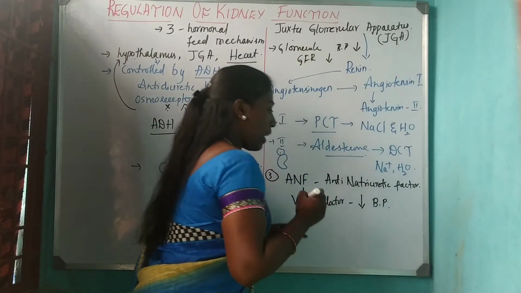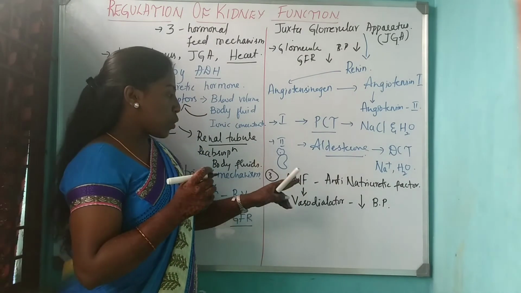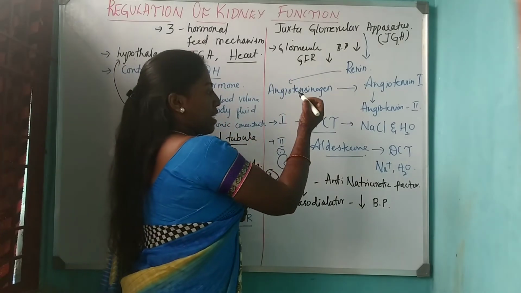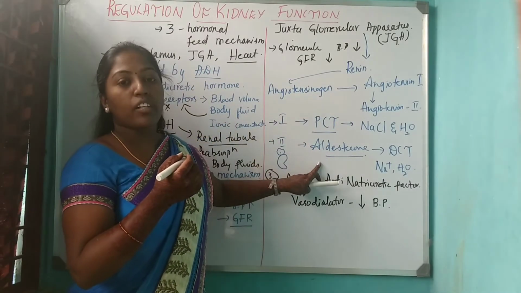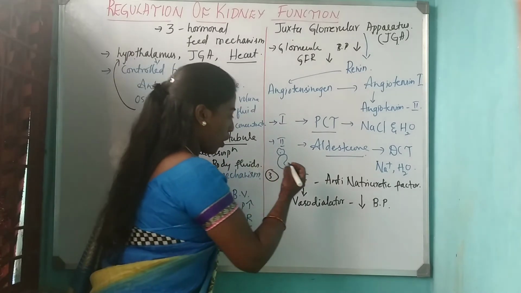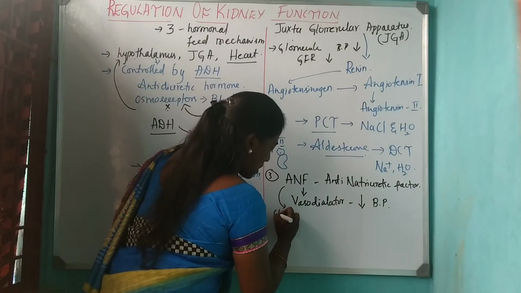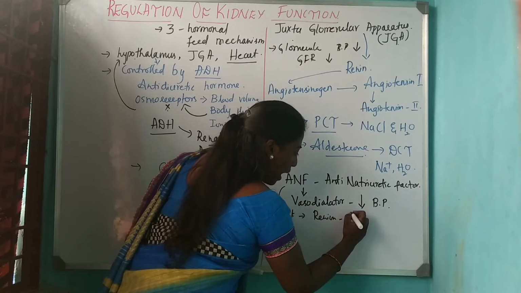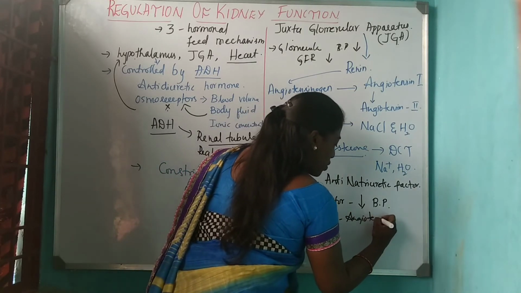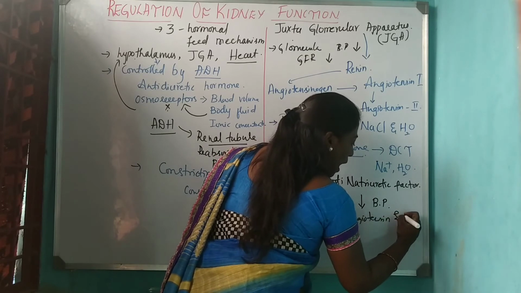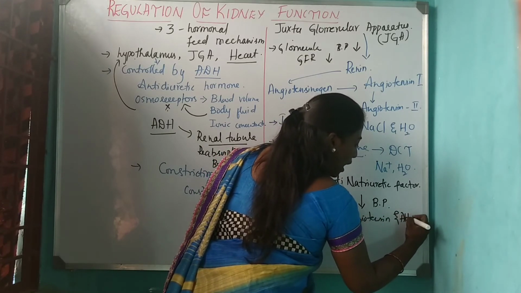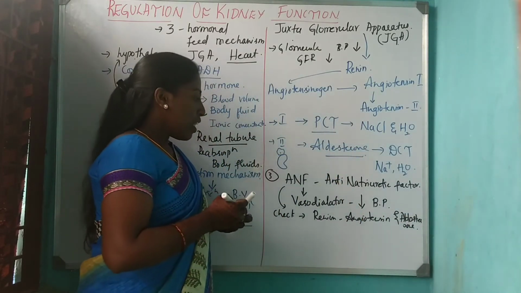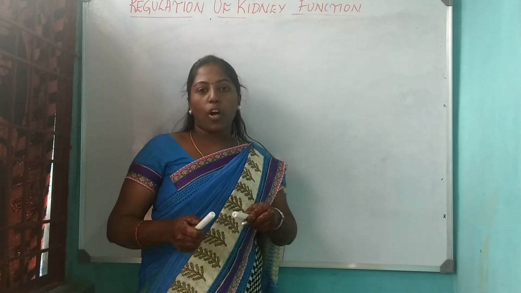Hence, ANF is also called a check mechanism for the renin, angiotensin and aldosterone mechanism.